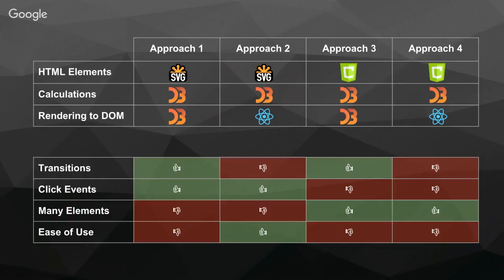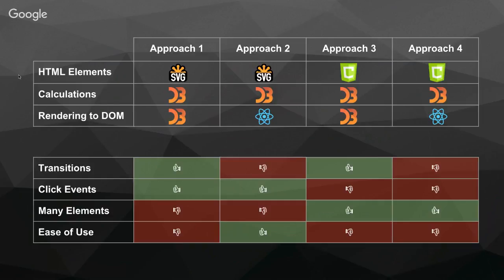Cool, so I apologize for the busyness of this chart. But I wanted to compare and contrast a few of the different approaches and how to use these two libraries together. So starting off, looking at this top table here, I'm really just switching off between two things: which library we're using for rendering to the DOM, and what kind of HTML elements we're using.